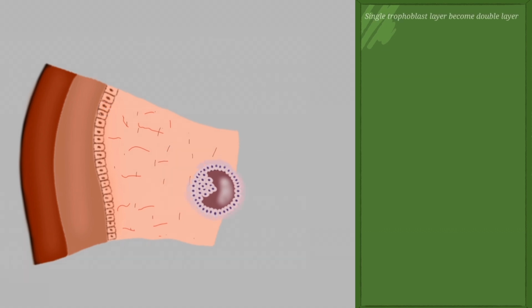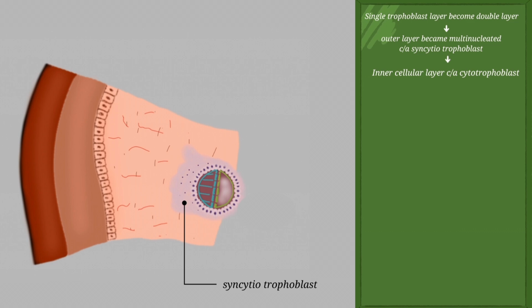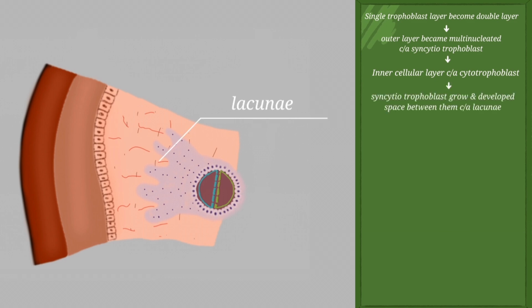Now the single layer of trophoblast becomes a double layer of cells. The outer layer becomes multinucleated and is called syncytiotrophoblast, while the inner cellular layer of trophoblast is called cytotrophoblast. Some syncytiotrophoblast starts to grow and develop, resulting in finger-like projections. The space between these is called lacunae.